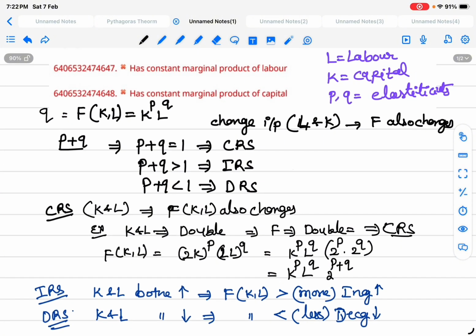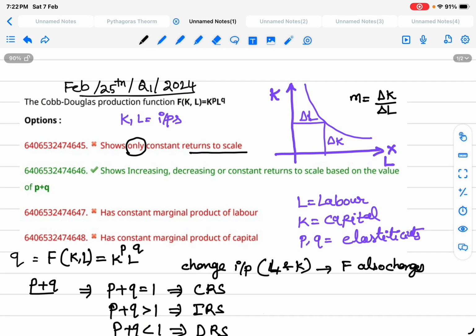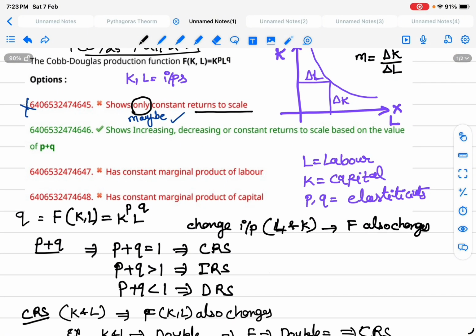So in this question, the first option is wrong. Why is it wrong? Saying it shows only constant returns to scale is wrong. So the second option is correct. It shows increasing, decreasing and constant returns to scale based on the P plus Q values.